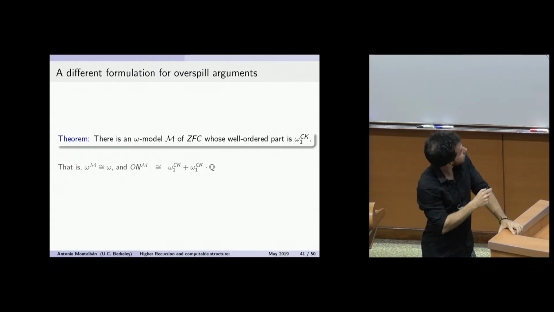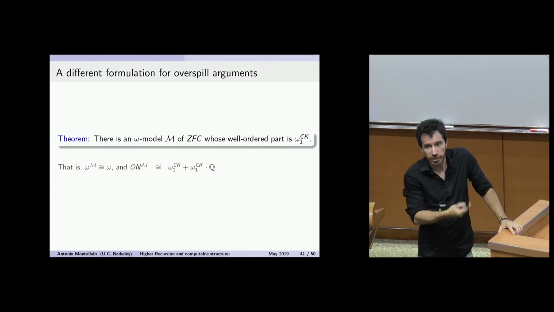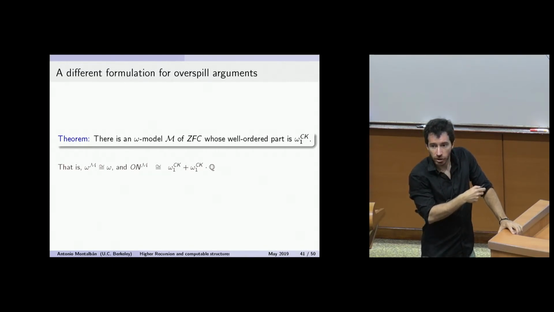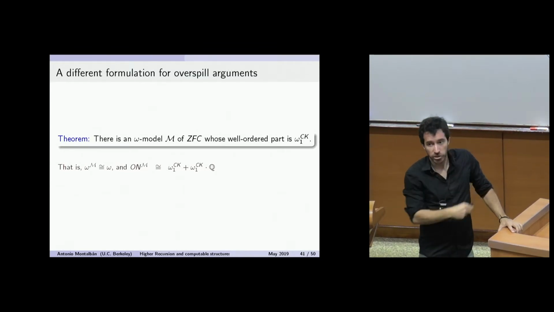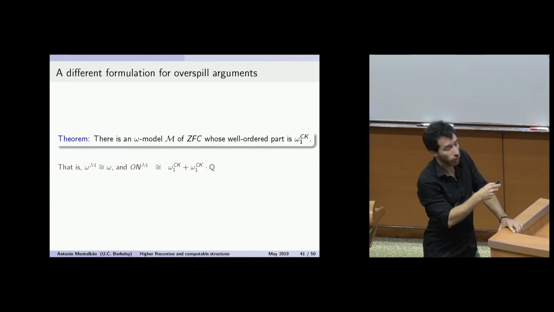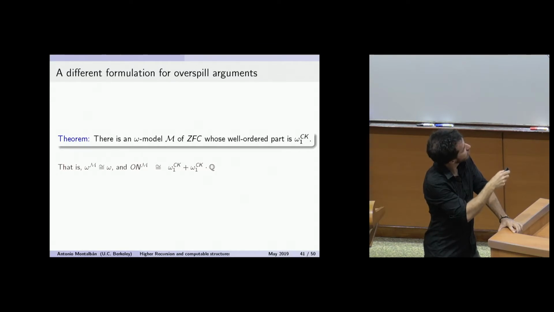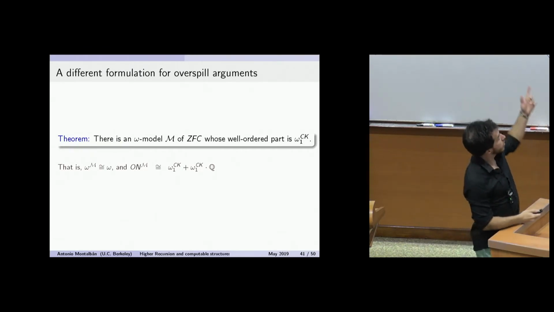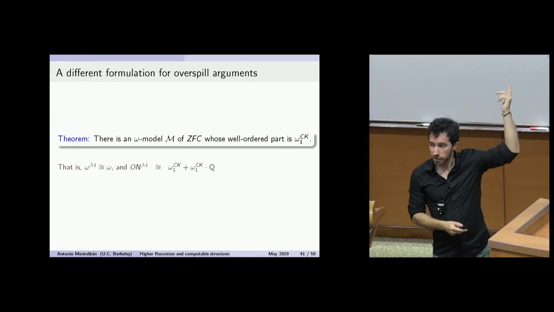So what M thinks are the ordinals is not really well ordered in the real world, but inside M we cannot find any descending sequence. All these descending sequences that are here, M cannot see them. And the well-ordered part means the well-ordered part of the set of ordinals, which is this part, omega 1 CK. So when I say the well-ordered part is omega 1 CK, I mean that the well-ordered part of the ordinals is omega 1 CK. In a model like this, what would the computable ordinals be?